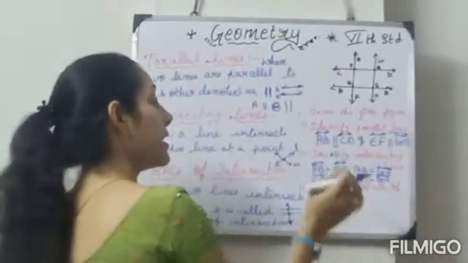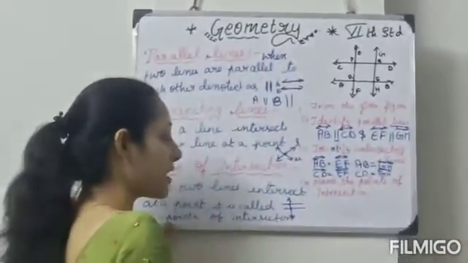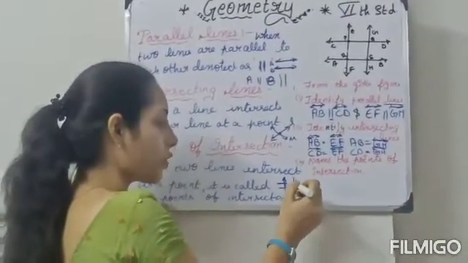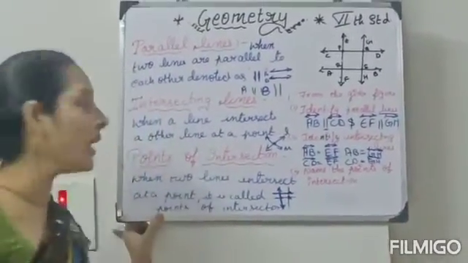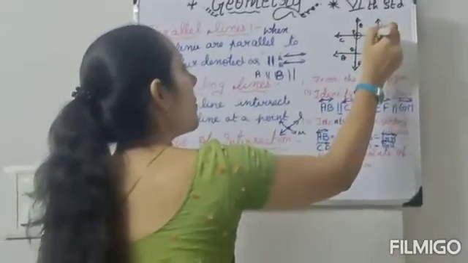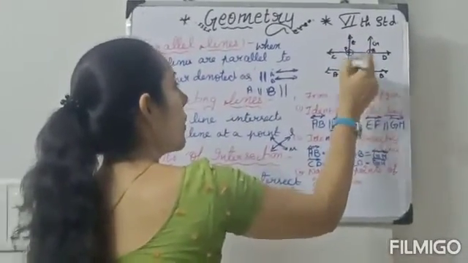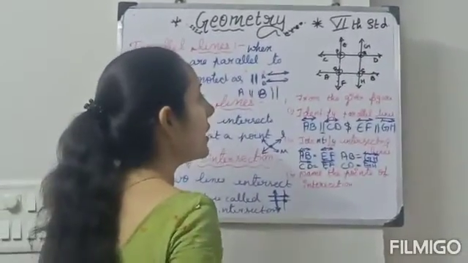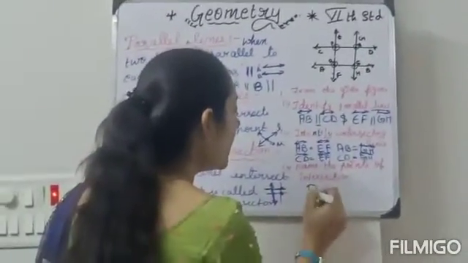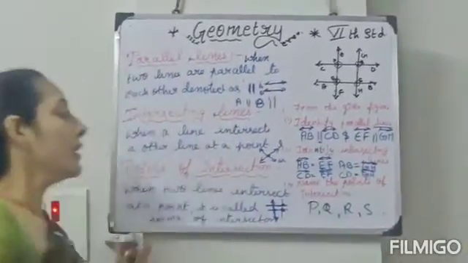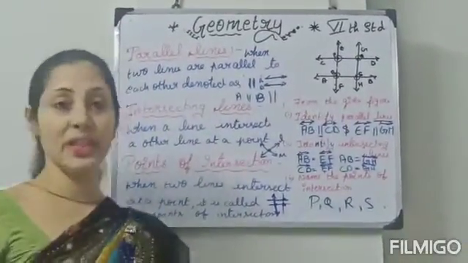Points of intersection. Points of intersection, what I said you earlier. See, these are the lines. This is called a point of intersection, right? So, what are the points of intersection? See, this is a point of intersection, this is a point of intersection. So, what are the points of intersection you are getting? P, Q, R, S. These are our points of intersection.